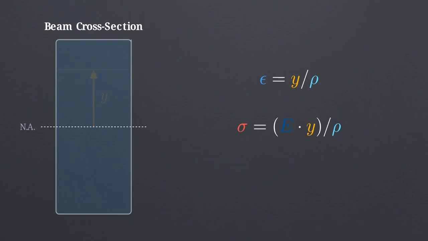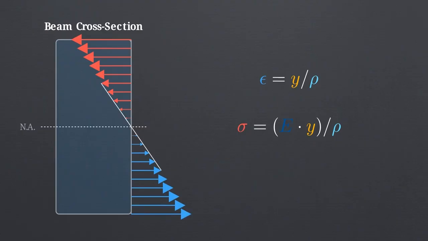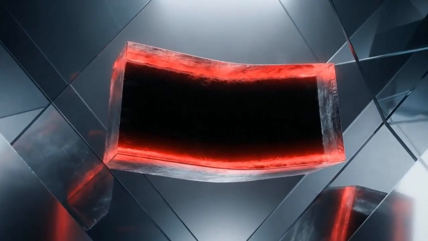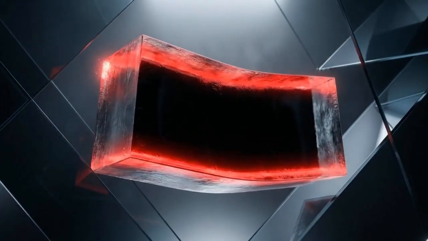Because the distance y increases in a straight line, the internal stress is perfectly linear. It is zero at the center and reaches its absolute maximum at the extreme top and bottom edges. A material's internal stress is strictly a penalty for its physical distance from the mathematical safety of the neutral axis.